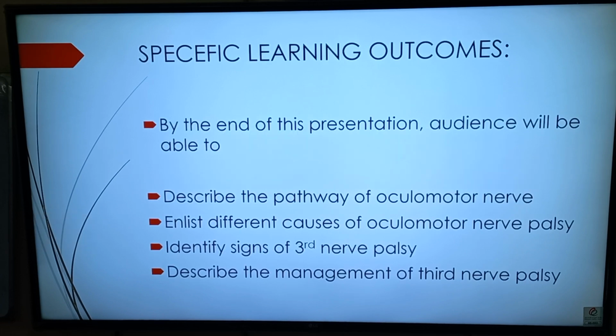Specific learning outcomes. By the end of this presentation, the audience will be able to: describe the pathway of the oculomotor nerve, enlist different causes of oculomotor nerve palsy, identify signs of third nerve palsy, and describe the management of third nerve palsy. We will only be discussing the oculomotor nerve today; the rest of the nerves will be covered in other presentations.